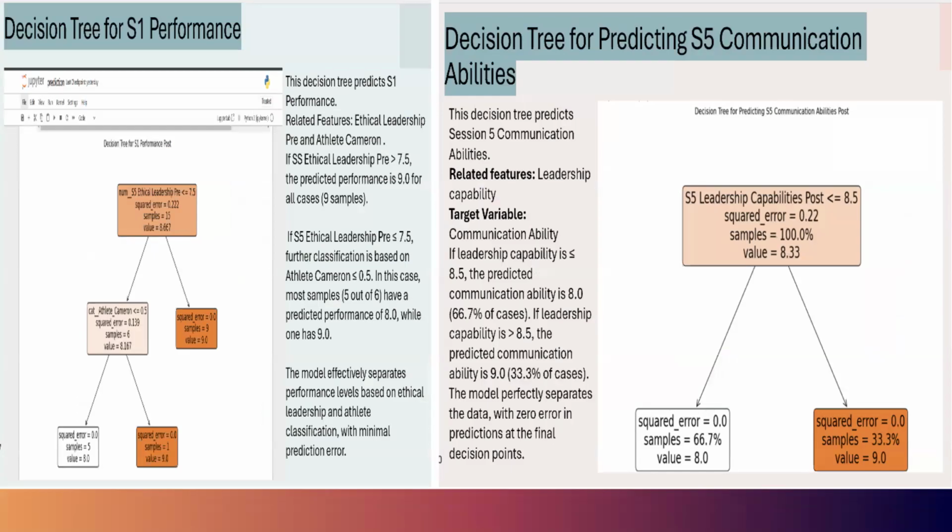Thanks, Harsha. Hi, everyone. Today I'll be presenting the decision trees for performance prediction. One predicts the S1 performance using ethical leadership and athlete classification, and another predicts the S5 communication abilities based on leadership capability, both effectively distinguishing performance level with minimal error.